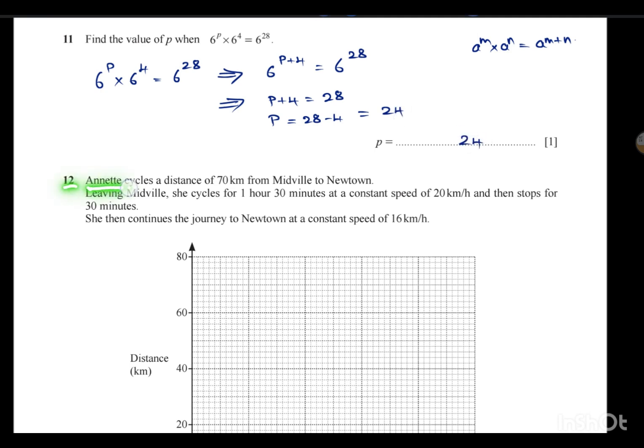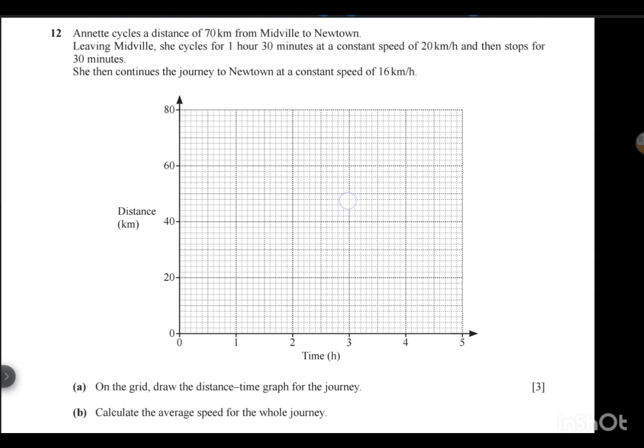Question 12. Annette cycles a distance of 70 kilometers from Midville to Newtown. Leaving Midville, she cycles for 1 hour 30 minutes at a constant speed of 20 kilometers per hour, and then she stops for 30 minutes. She then continues the journey to Newtown at a constant speed of 16 kilometers per hour. So your total distance is given to us, but the two different speeds are given. First, she is cycling for 1 hour 30 minutes at 20 kilometers per hour. So how much distance she traveled, we will find out.